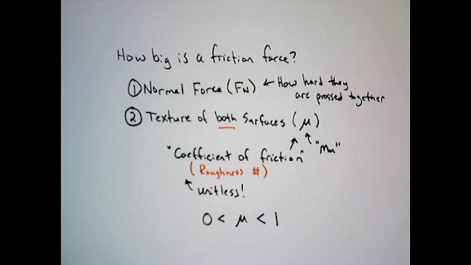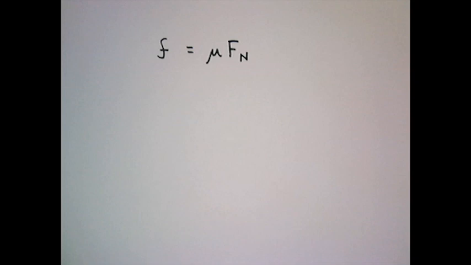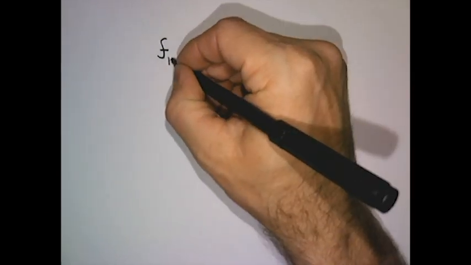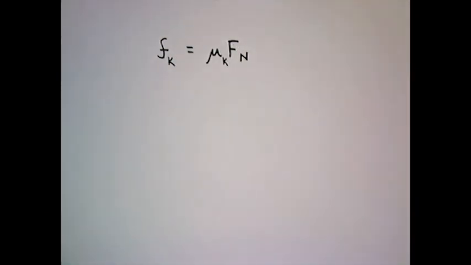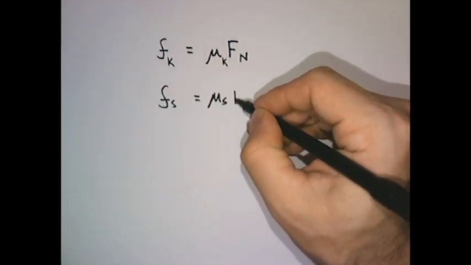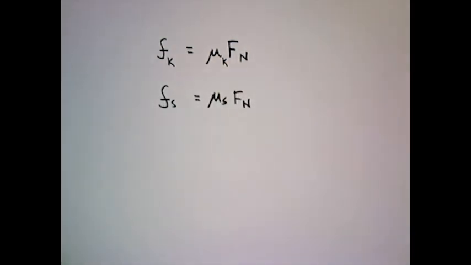So if we put both of these variables together, we can write a fairly simple formula to describe or predict how big friction will be in a certain case. The friction force is simply the product of the roughness number and the normal force between the two surfaces. Now this applies to both types of friction. In the case of kinetic friction, there is a special kinetic coefficient of roughness number between the two surfaces. In the case of static friction, there's a different roughness number between the two surfaces.